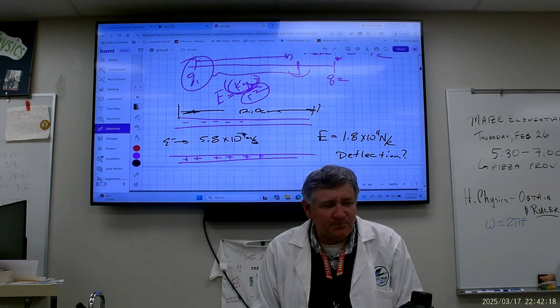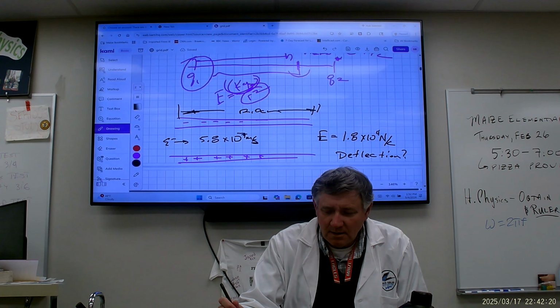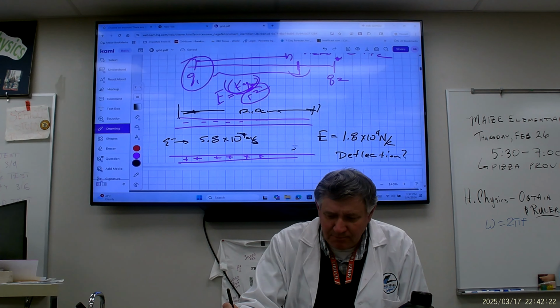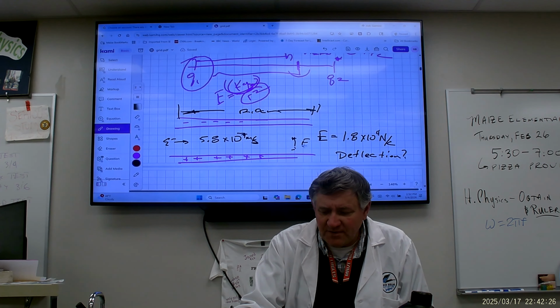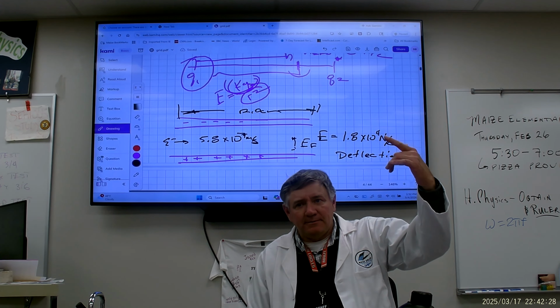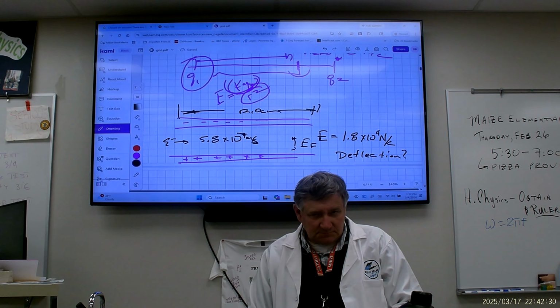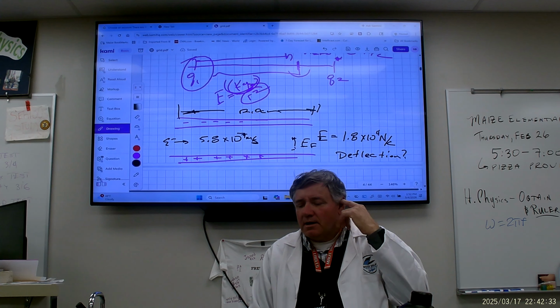Why is the electric field pointing up? A positive test charge would get pushed and pulled. So the direction of the electric field is pointing up. Okay? Got that? Yes, sir.